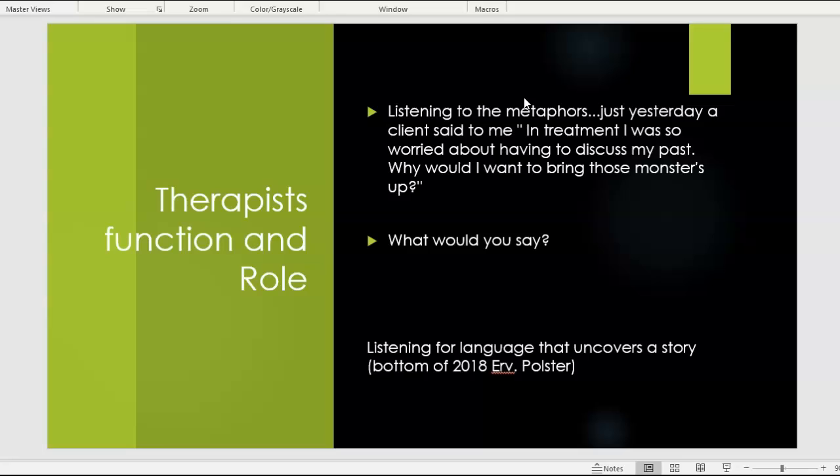What would you say? Listening for language that uncovers a story. I hear metaphors a lot. You have to catch them. You always catch them. Sometimes you're just in the moment and it goes over your head. But what are they telling you when they use that language?